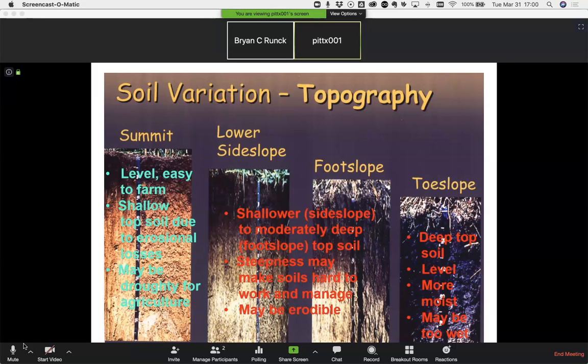Finally, soils at the toe of the slope, these are bottomland areas, they tend to have a very deep topsoil level. They tend to be more level in terms of slope conditions. They are much more moist, and in that sense, they can be both beneficial for agriculture because of their high moisture content, but at the same time, they may have too much water and be too wet for many kinds of agricultural pursuits.